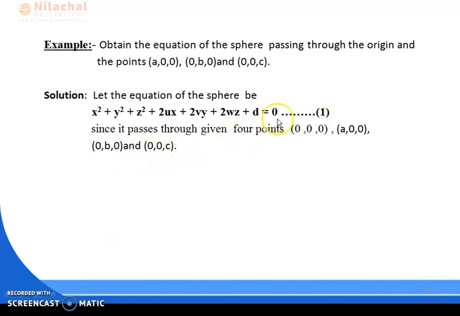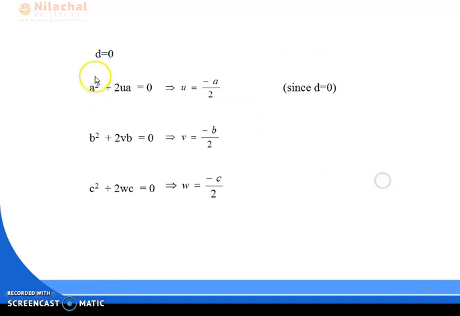Since it passes through the given 4 points: first is the origin, which means 0, 0, 0. The second point is A, 0, 0. The third point is 0, B, 0. The fourth point is 0, 0, C. That means equation number 1 should be satisfied by these 4 points. Each point should satisfy the equation. So for the first point, instead of x we put 0, instead of y we put 0, instead of z we put 0 in equation number 1. That should be satisfied; LHS must equal RHS. We put x equals 0, y equals 0, z equals 0, then we get t equals 0.